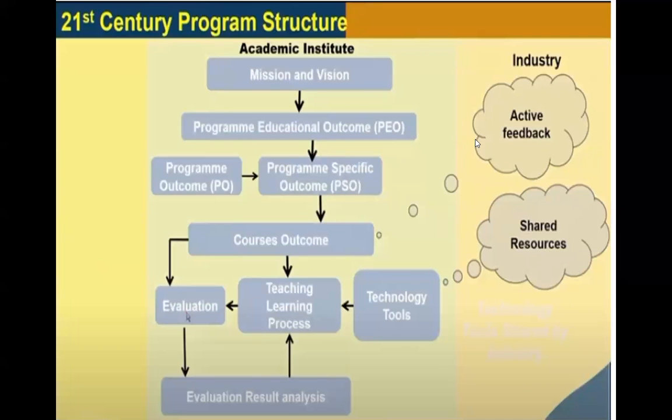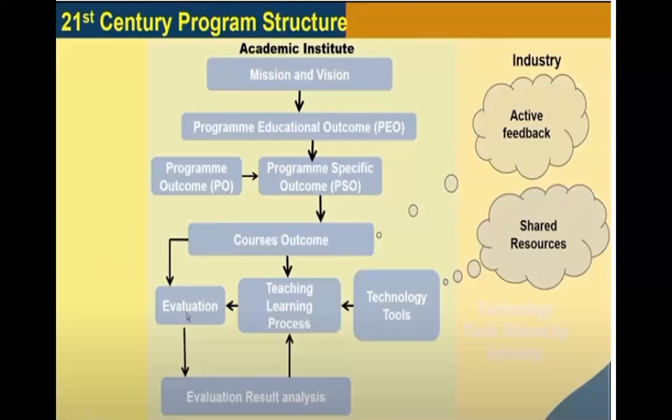This is the broad diagram of the 21st century program structure of outcome-based education. It is very interesting as it depicts the academic institute. You have the vision and mission of the institute at the top. Then you have the program educational outcomes. Vision and mission give what will be the product of the institute, what will be the skills of the students, and what the students will do after they pass out from the institute. That is a broad description of the vision and mission.